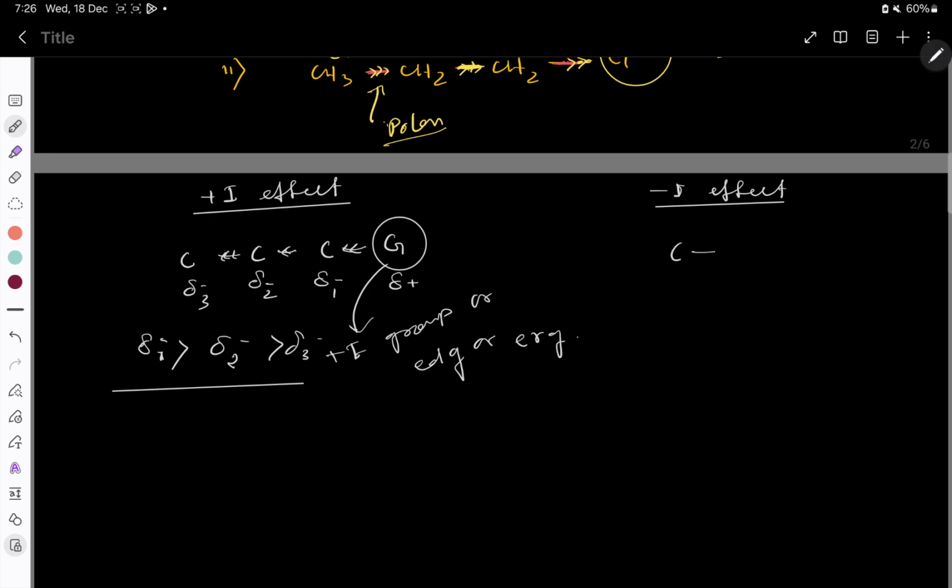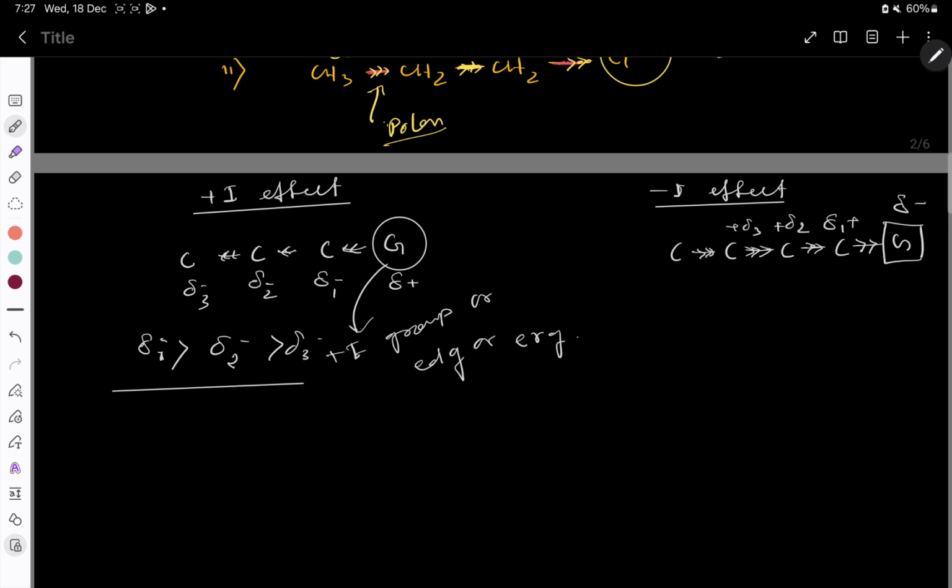Suppose here the carbon group is there, and the G group is there, and if the nature of the group is electron withdrawing, that means the shared pair of electrons is attracted towards itself. So here it will generate a negative charge, and here it will be suppose plus 1, and here suppose plus 2, and here suppose plus 3.